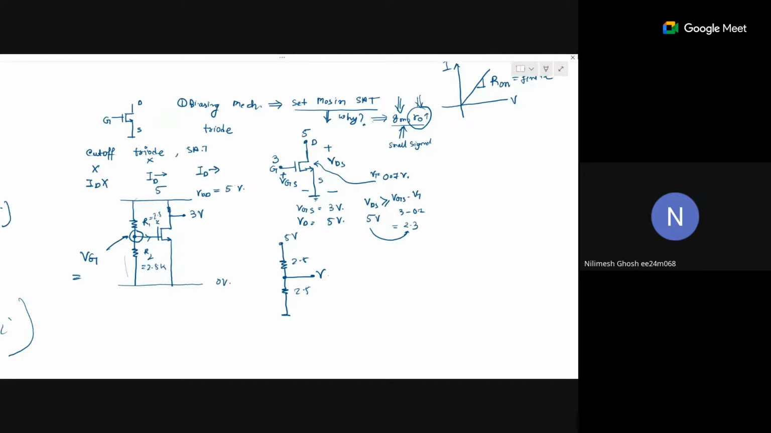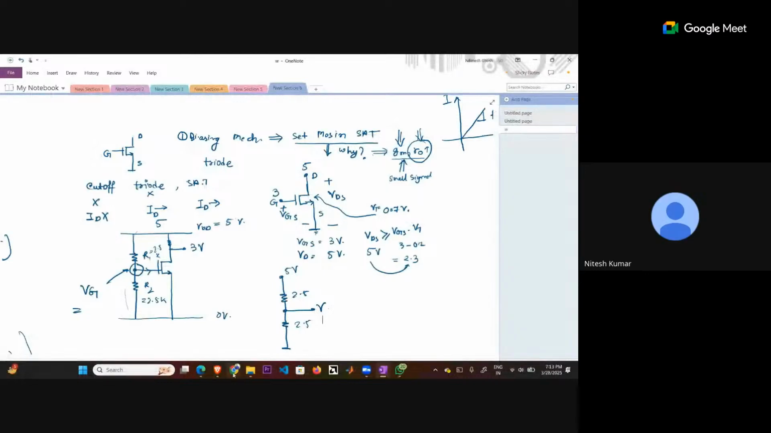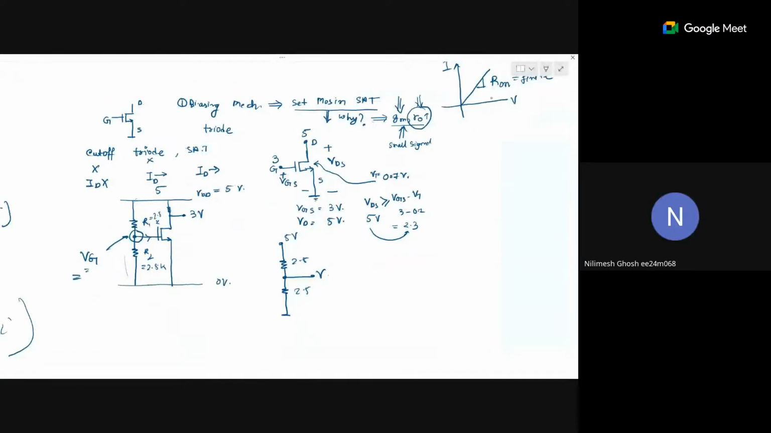How much? 2.5. Correct. So this will be 2.5 volt. What is the VGS here? 2.5 volt. What is the VDS here? 3 volt. Okay. Now VGS minus VT. Let's say for this particular MOSFET, VT is 0.5. So VGS minus VT is 2 volt.